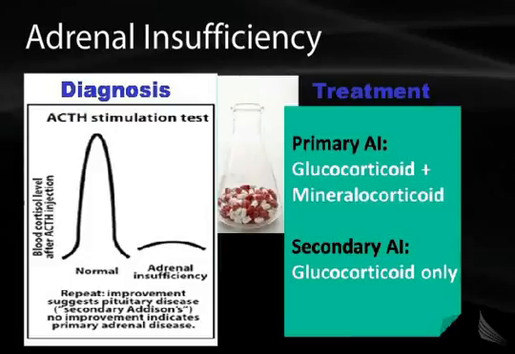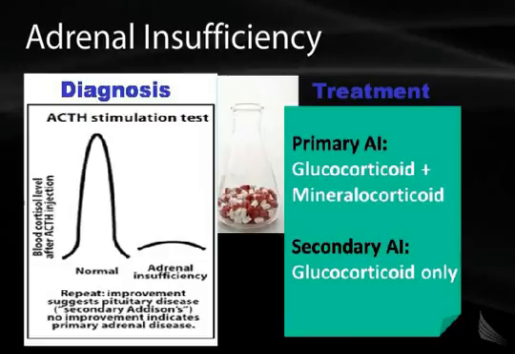For the treatment of the primary causes, or in terms of Addison's disease, you would want to treat with both glucocorticoid and mineralocorticoid replacement, because remember, the whole cortex is destroyed. So the usual course would be prednisone and something called Florinef. Florinef is a mineralocorticoid.